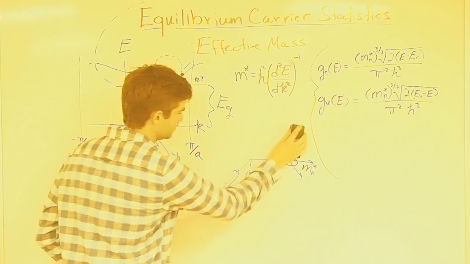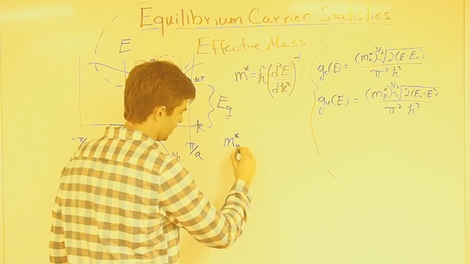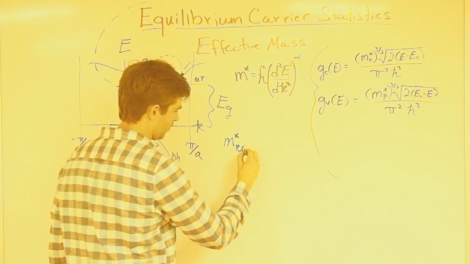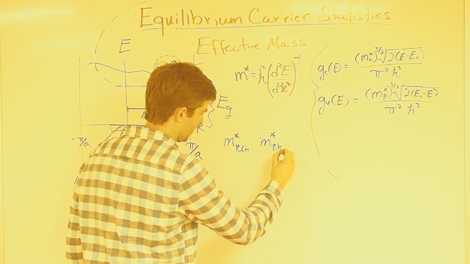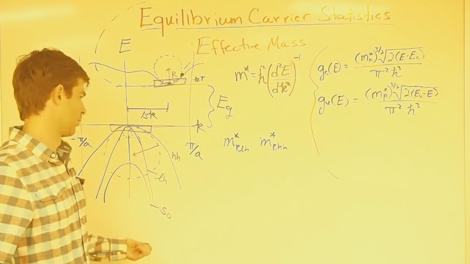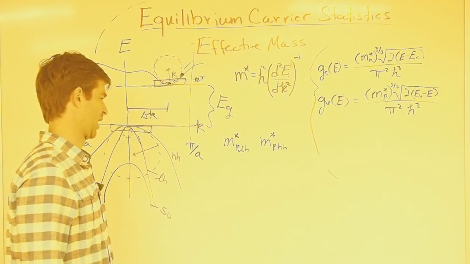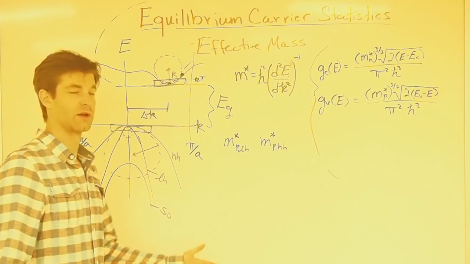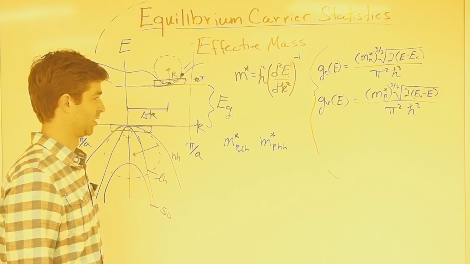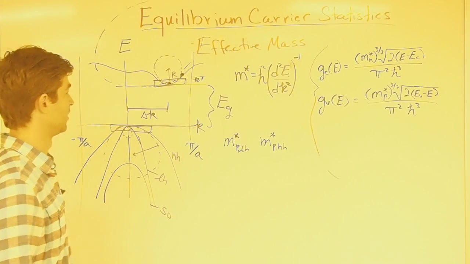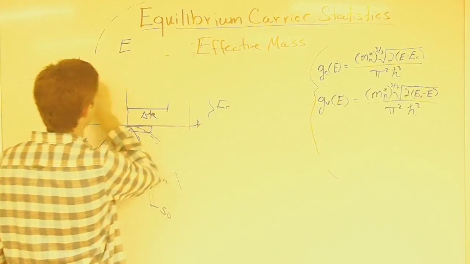So for a hole, we have m*_p light hole and m*_p heavy hole. And in this case, we're really only going to be considering the heavy hole effective mass, because that's going to be the dominant term in all these derivations we're making. But I just wanted to show that before we got into the equilibrium carrier statistics. So use that for now.